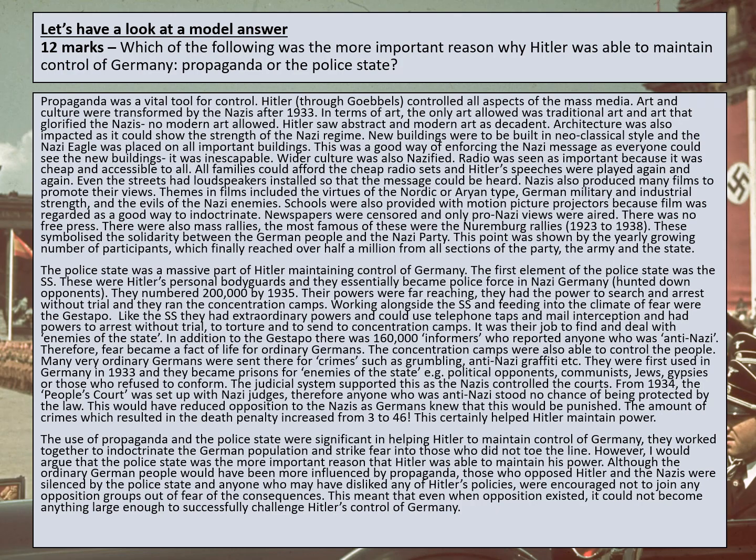Right, so this is the model answer for the question that we've just looked at. Just to remind you of the question, it's: which of the following was the more important reason why Hitler was able to maintain control of Germany? Was it propaganda or was it the police state?